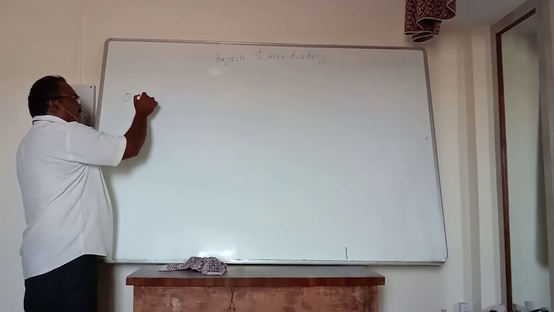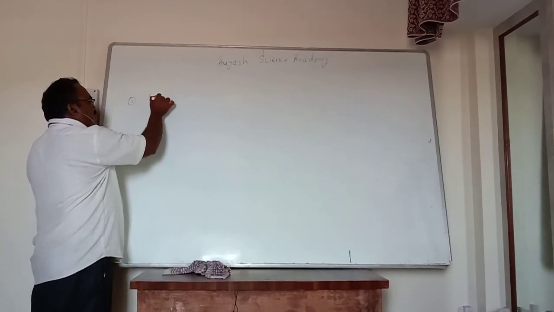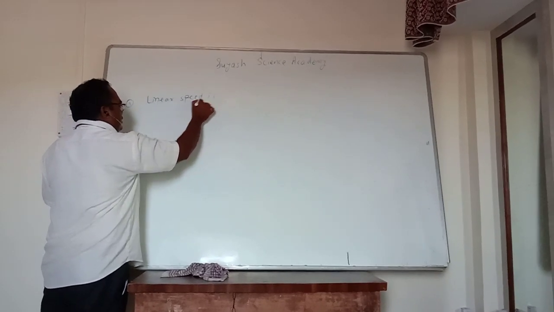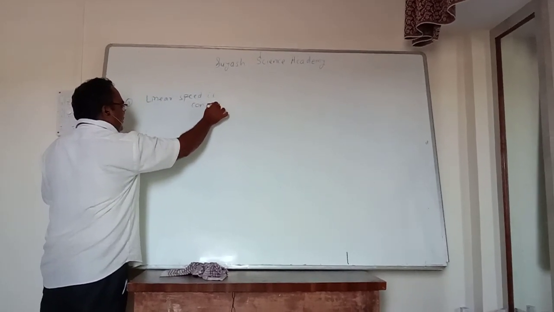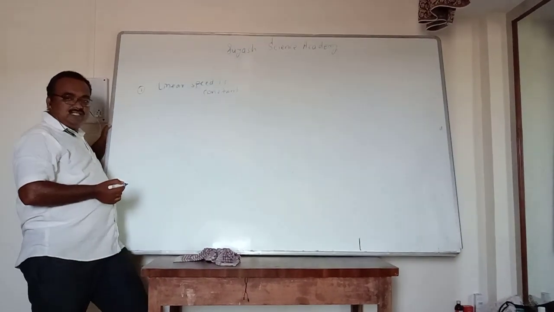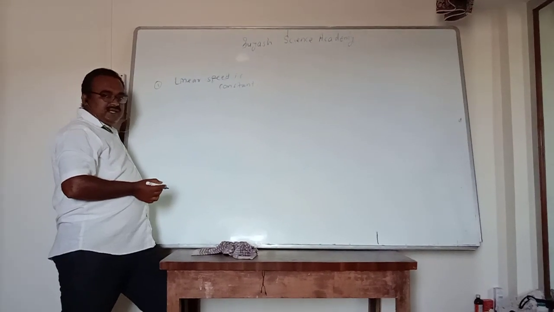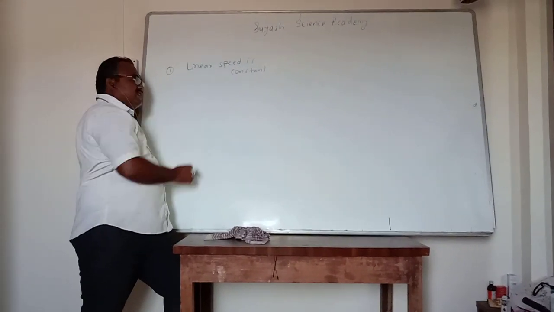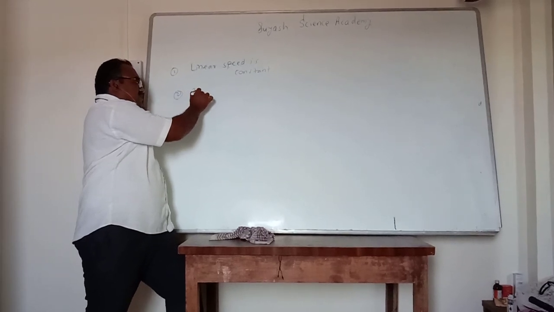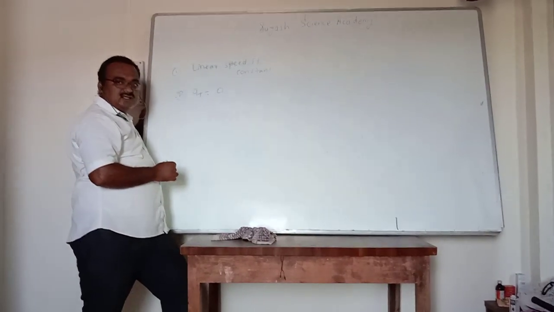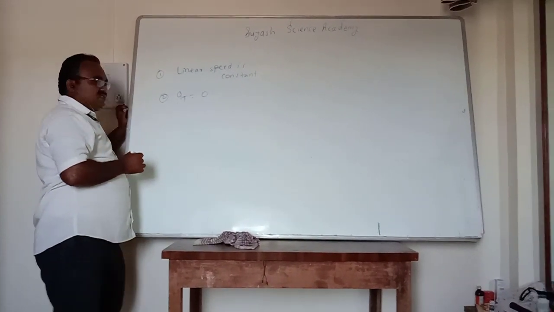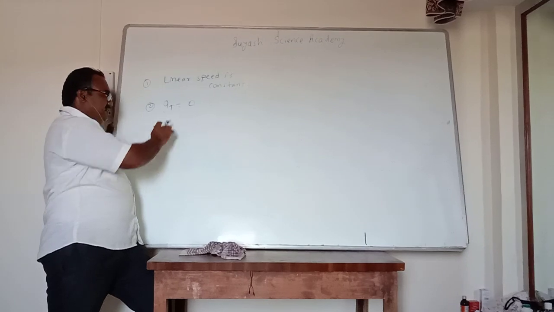First property: the linear speed is constant. You have to remember there is a difference between speed and velocity. Speed is the magnitude of velocity. As the linear speed is constant, the tangential acceleration is zero. Here the linear speed is constant and tangential acceleration is zero.